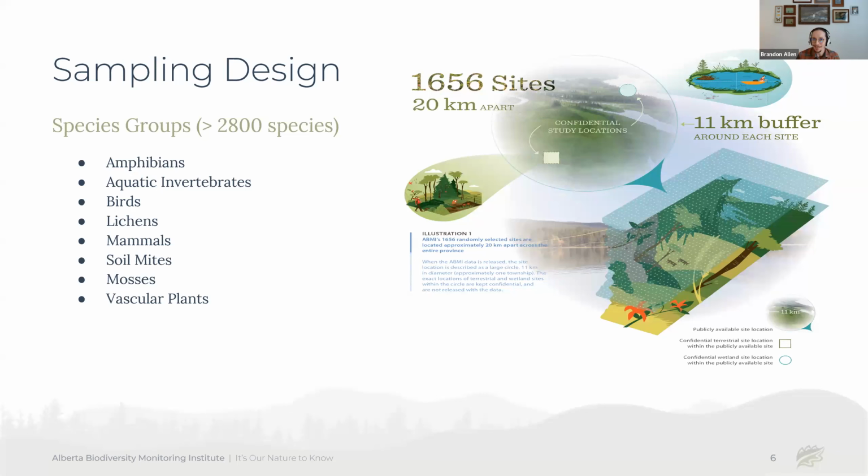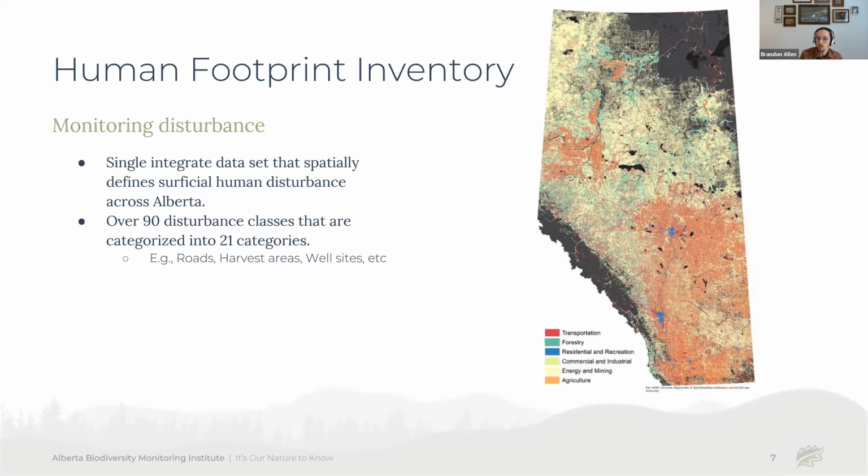So just think in your mind that you have almost 1,600 sites where there's a terrestrial site and a wetland site, plus you have other surveys from groups like eBird or iNaturalist, and this becomes a huge data set of where species are in the province. And once you know where species are in the province, we have to figure out a bunch of information about that. So the first thing we want to do is figure out the disturbance that has occurred at the locations that we've surveyed. The main way that we monitor disturbance right now at the ABMI is through the human footprint inventories. You can find these online on our website.